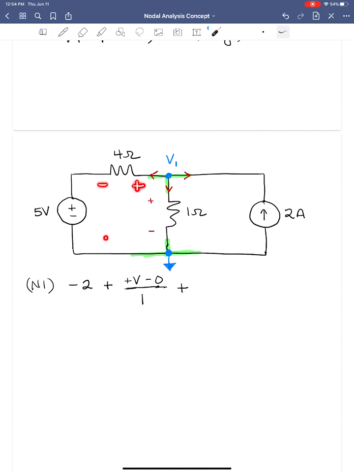So we need to express the voltage that way. At the plus terminal here, we know what that is. It's V1. The minus terminal is not as clear yet. So what we need to do is eventually find the voltage at this node here relative to ground.